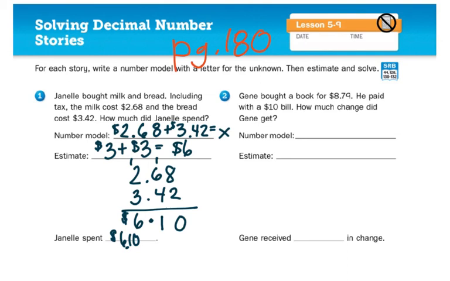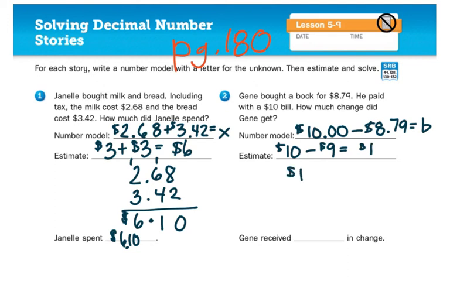Number 2, Gene bought a book for $8.79. He paid with a $10 bill. How much change did Gene get? We're going to start with $10, and guess what? I'm going to put the decimal point with zeros behind it because I know I'll need to do that when I figure out the change, the difference, minus the $8.79 he paid for the book. I'm going to put B for book. All right, $10 minus $8.79 is closer to $9. So we should get back around $1, a little bit more.